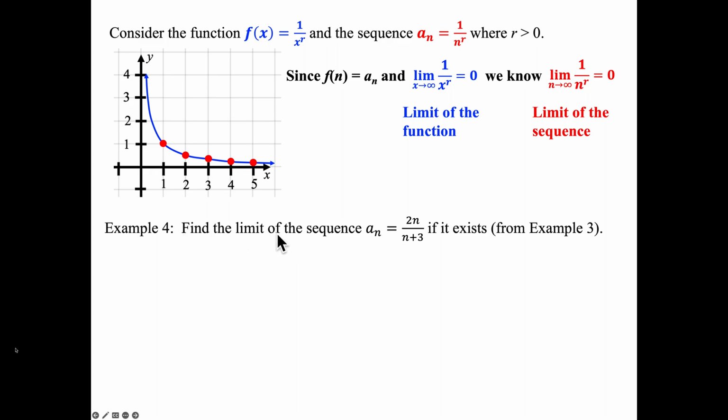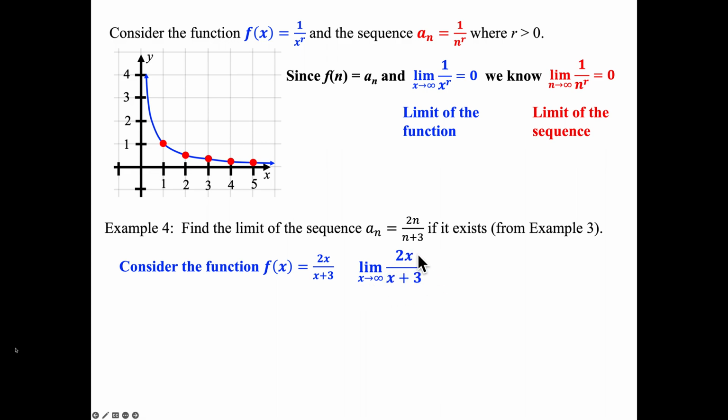So if we had to find the limit of the sequence as we looked at when we were graphing it, a sub n equals 2n over n plus 3, if it does exist, convert it into function notation f of x. So we'll take the limit as x approaches infinity of 2x over x plus 3.